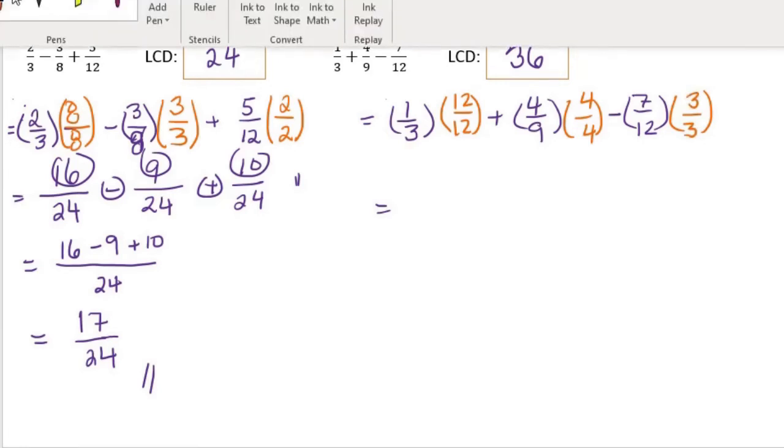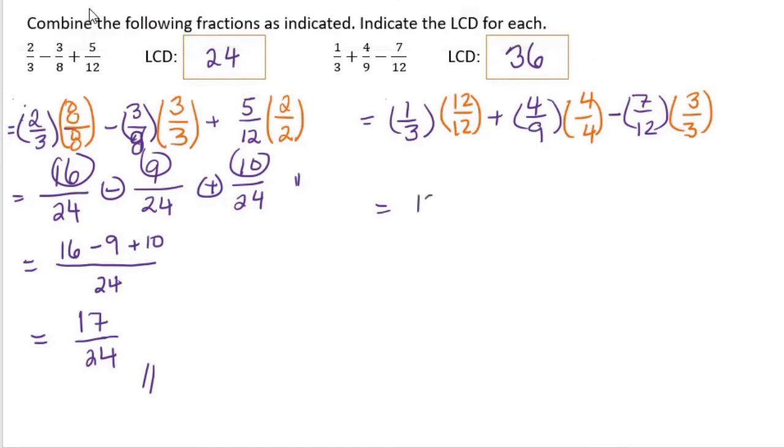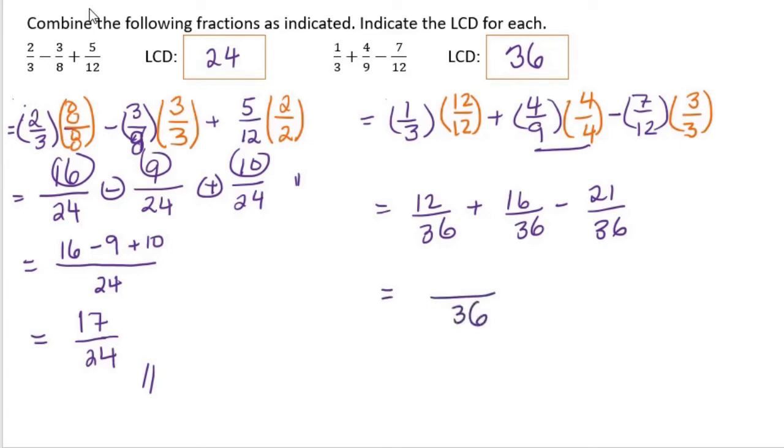Okay, now we simply have to do that arithmetic. 1 times 12 is 12, 3 times 12 is 36. For the second term, 4 times 4 is 16, 9 times 4 is 36, and 7 times 3 is 21, so we have 21 over 36. As soon as I have a common denominator, I only need to write my denominator once. Then my question is really, what is 12 plus 16 minus 21?